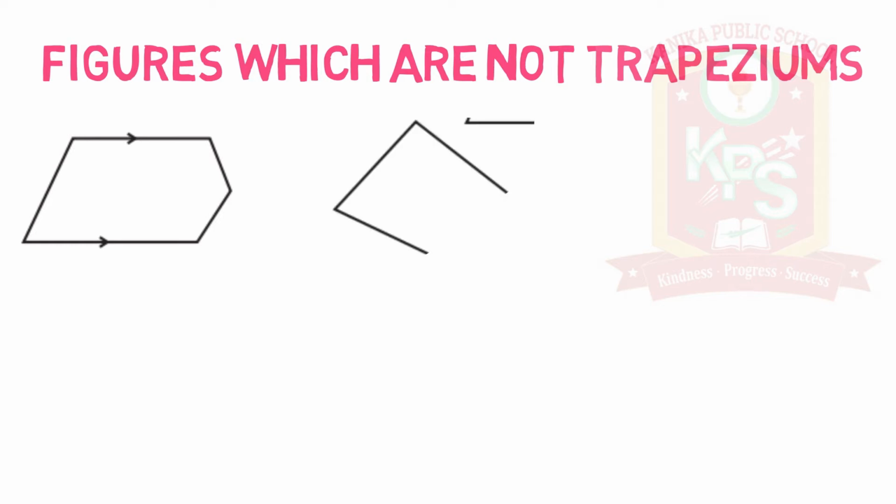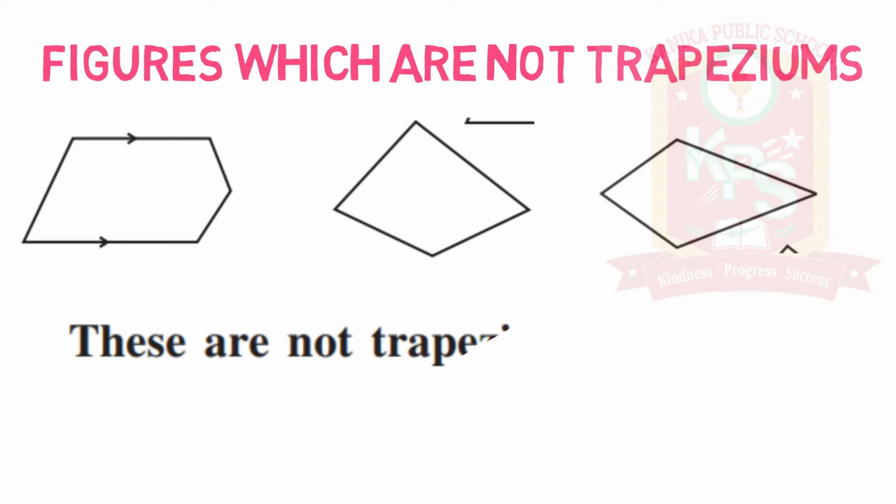If we talk about the second figure, look here, it is a quadrilateral, but none of its sides is parallel. So this is not a trapezium. And in our next figure, as you can see, here also there are 4 sides. It is a quadrilateral, but not a trapezium, because here there is no pair of parallel sides. For a trapezium, you must have one pair of parallel sides. Right, so these are not trapeziums.